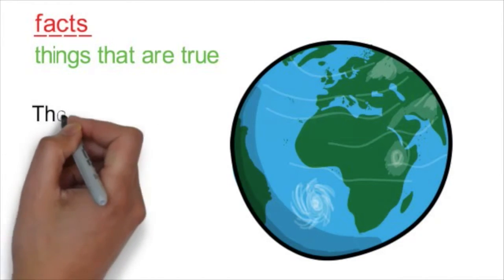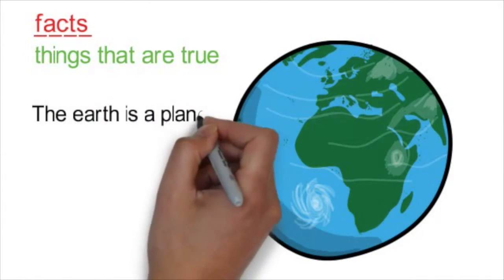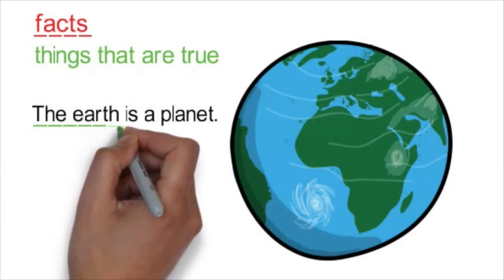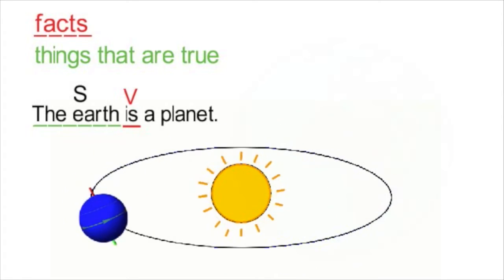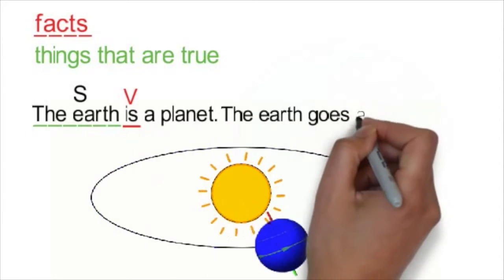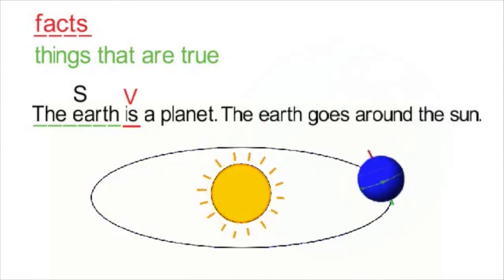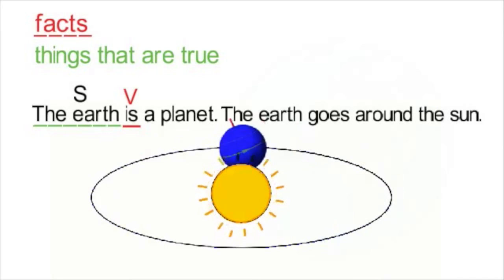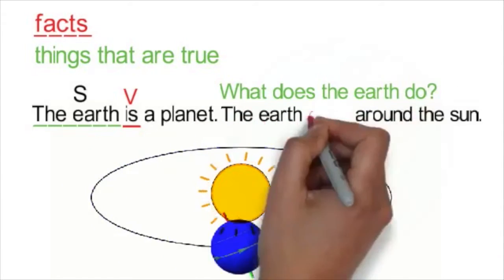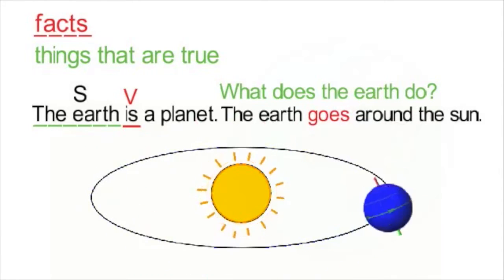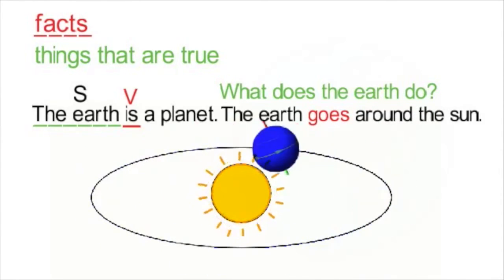First, the Earth is a planet. In this sentence, the subject is the Earth and the verb is the be verb. Remember that the present tense be verb has three forms. In this case, we use is. Second, the Earth goes around the sun. In this sentence, the subject is again the Earth. What does the Earth do? It goes around the sun. Goes is the verb in the present simple tense, so we use present simple verbs for facts.